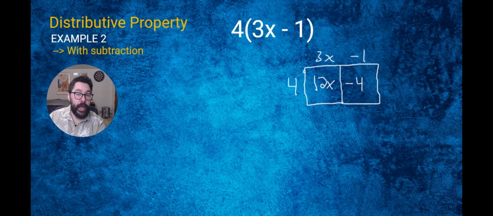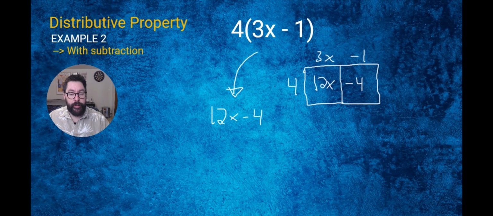And we can just write out what we see in the boxes. So 4 times the quantity of 3x minus 1 is just 12x minus 4. And if you're at the point in your math career where you are factoring, you can see that with 12x minus 4, you can factor out the 4 and we would get what we started with in the question.